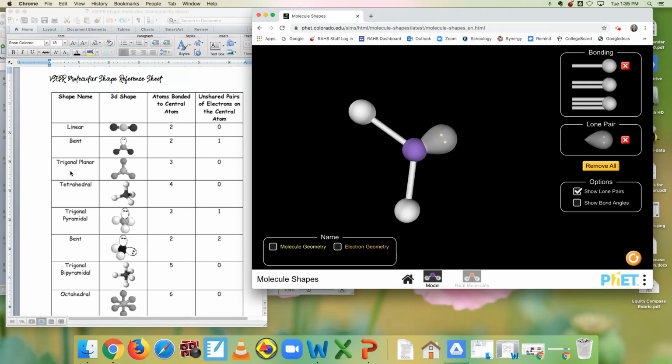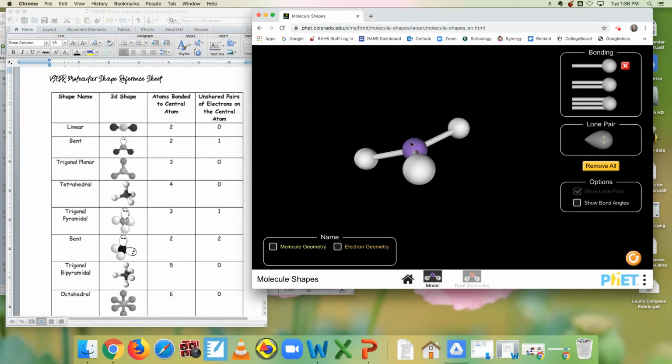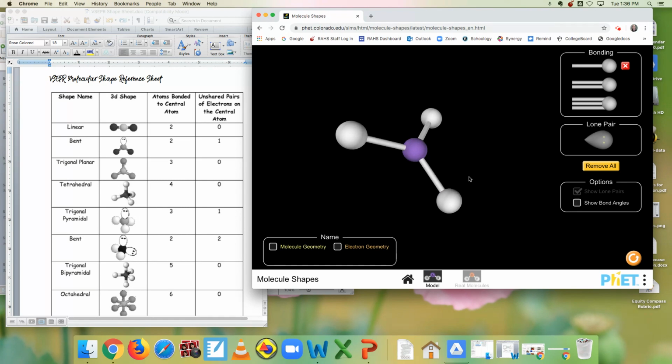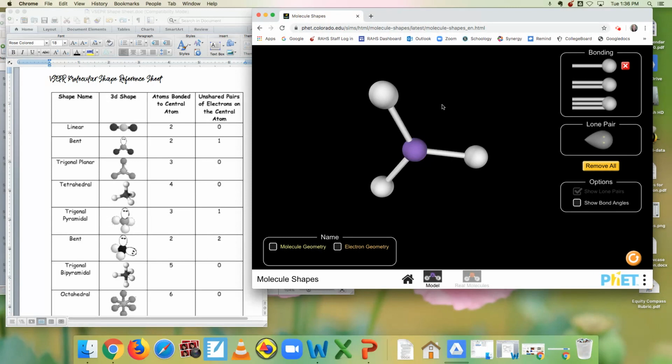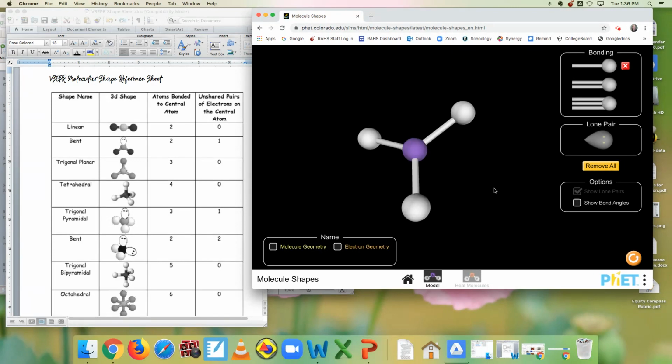Okay, what about trigonal planar? In this case, I'm going to have 3 atoms on the central atom, but no lone pairs. So the lone pair goes away, and then I'm going to add another atom. Look at how these are evenly spaced. It's called trigonal planar because it's all in the same plane, in line with the central atom. No matter where you spin it, it looks the same in every direction. So even in all directions, this is called trigonal planar. Everything's in the same plane.